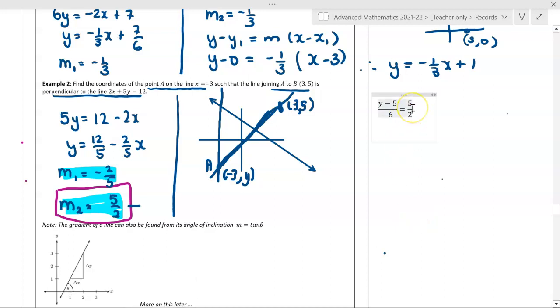So the denominator should equal -6. So we'll do some cross multiplying. So we'll get 2 times the y minus 5 equals -6 times 5. So that's what I've got there, -30.